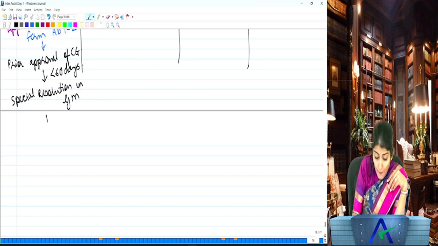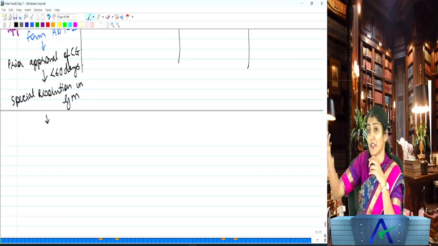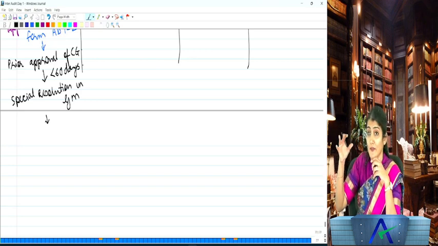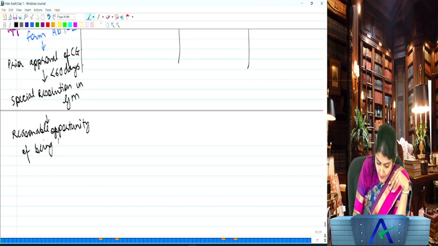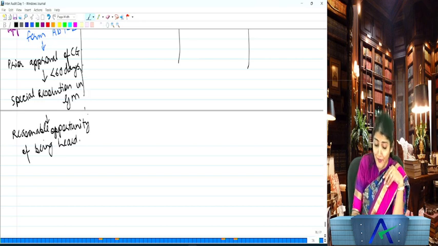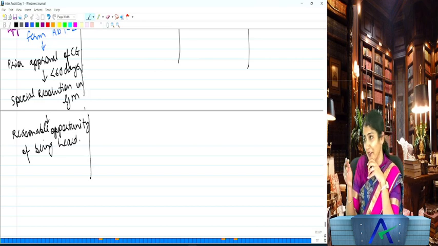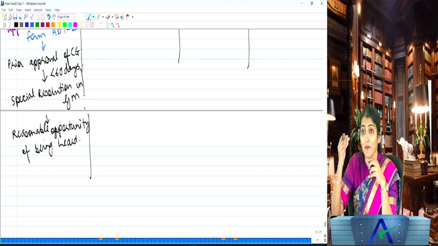And now you are passing a special resolution in the general meeting saying that we don't want this auditor, we want to change this auditor of the company. Obviously the auditor who is being removed should be given a reasonable opportunity of being heard. He says, from tomorrow I will get my own tea in the thermos, but just because of tea, don't remove me. Whatever, reasonable opportunity of being heard.